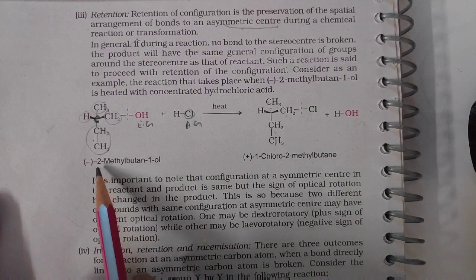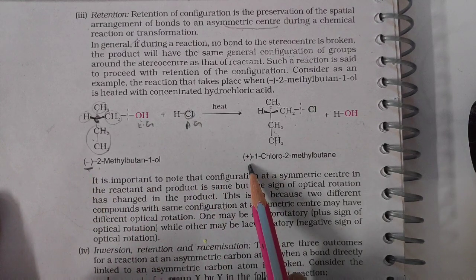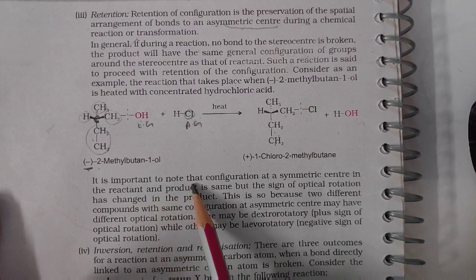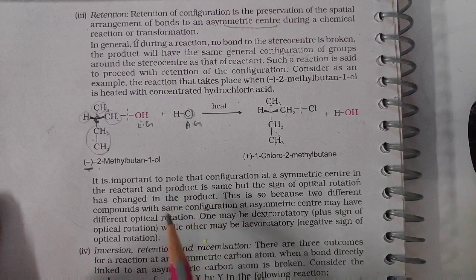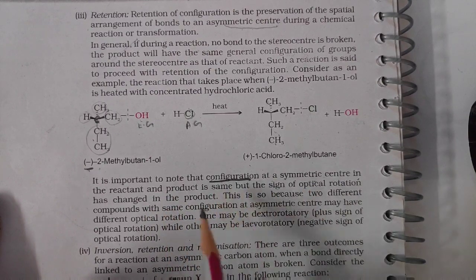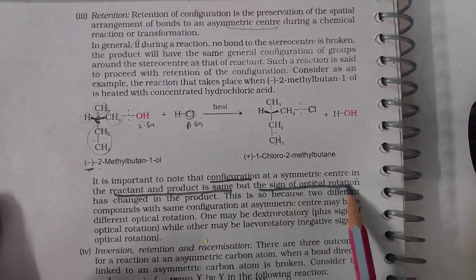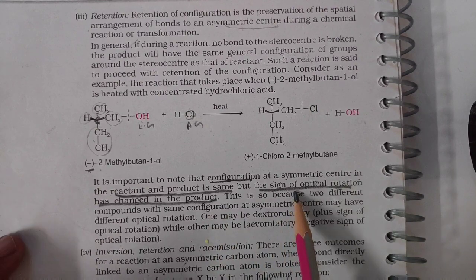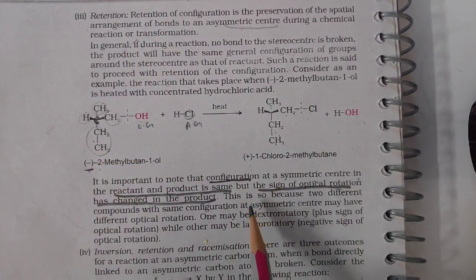But if you see here, there is a change in sign: this is negative, meaning a levorotatory compound, and this is positive, that is a dextrorotatory compound. So it is important to note that the configuration at the asymmetric center in the reactant and the product is the same, but the sign of the optical rotation has changed in the product. This you have to remember. This is what we call retention of configuration.